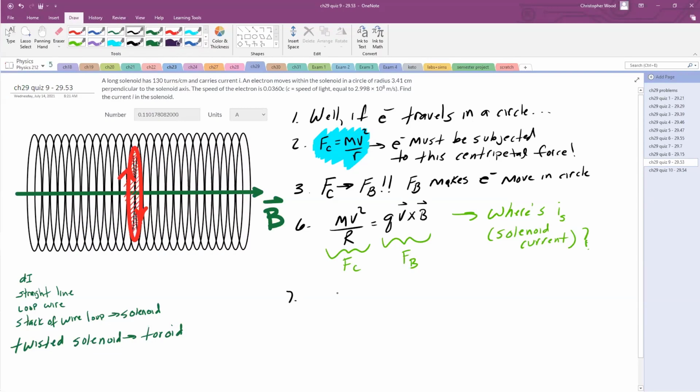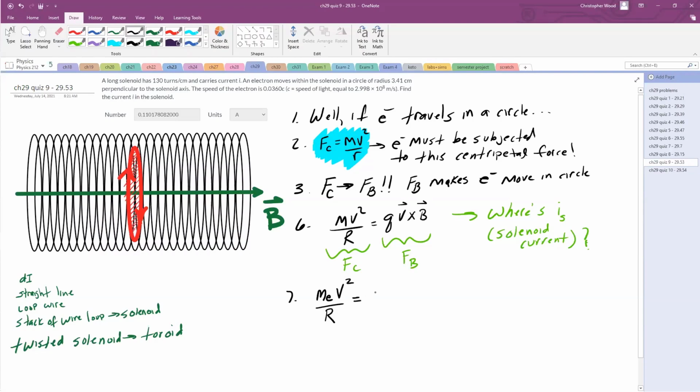So let's see. With subscripts here, we're talking about the mass of an electron. We know what that is. V: do they give us the velocity? Well, yes, they do. The speed of the electron is 0.036 times the speed of light. So I'm just going to leave that. So that's mv squared over r, and they do give us r. So that left side is looking ready to go, mv squared over r. That's the good news. The bad news is I'm still not seeing the dollar sign.